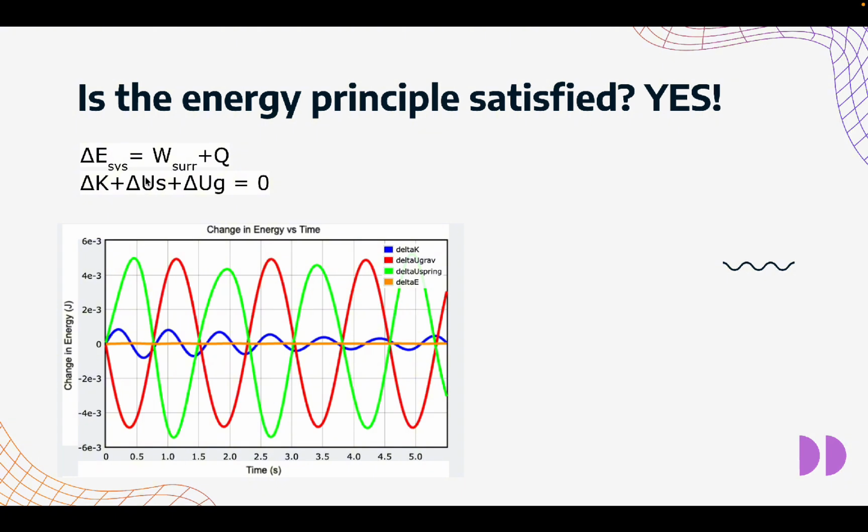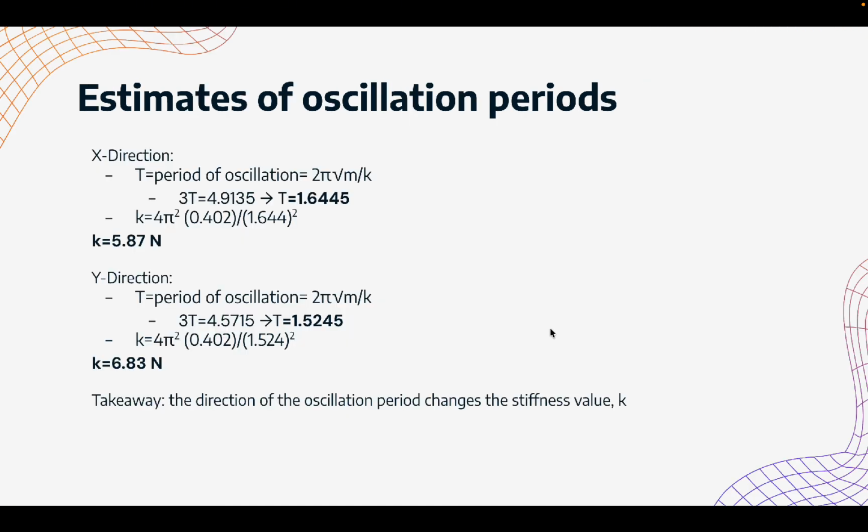And it's satisfied in this occasion because we ignored work on the surroundings, so get rid of that, but if we have delta E equals 0, then we can set all of this equal to 0. And it's displayed in the output from the computational model.